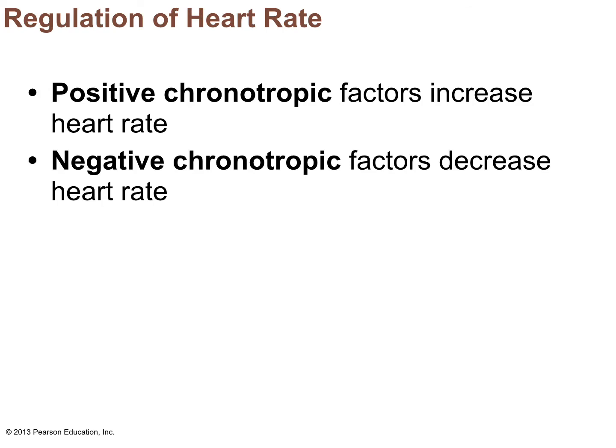Chronos means time. So when you see chronotropic, you're thinking it has something to do with time. So a positive chronotropic factor is something that's going to increase your heart rate. A negative chronotropic factor is something that's going to decrease your heart rate.